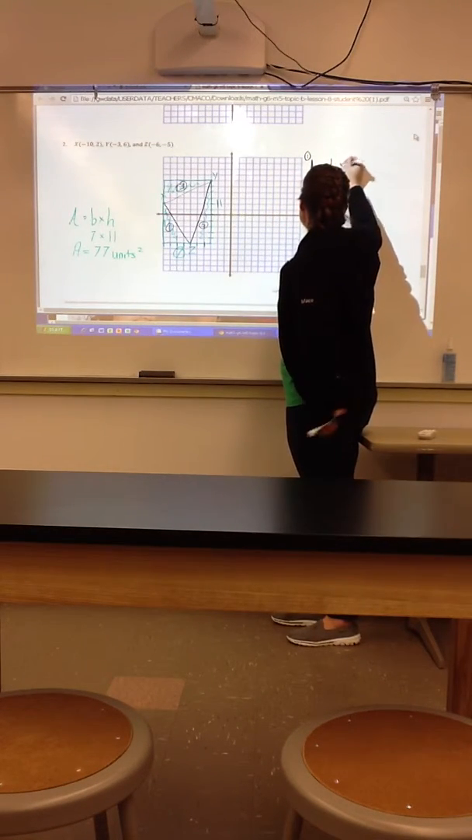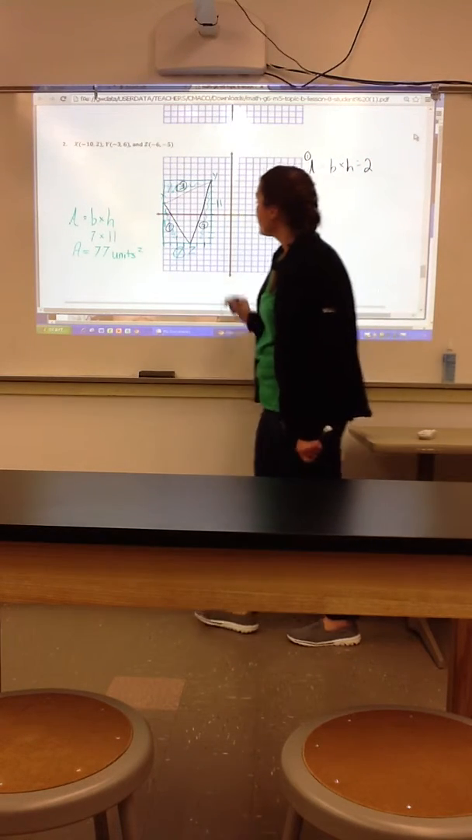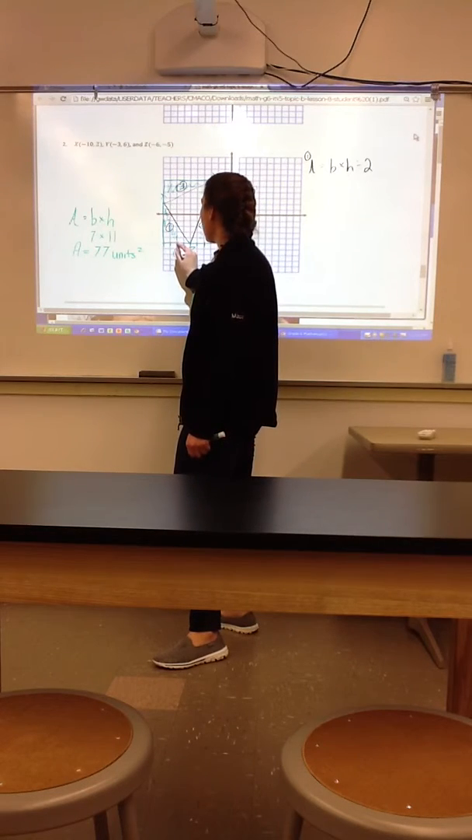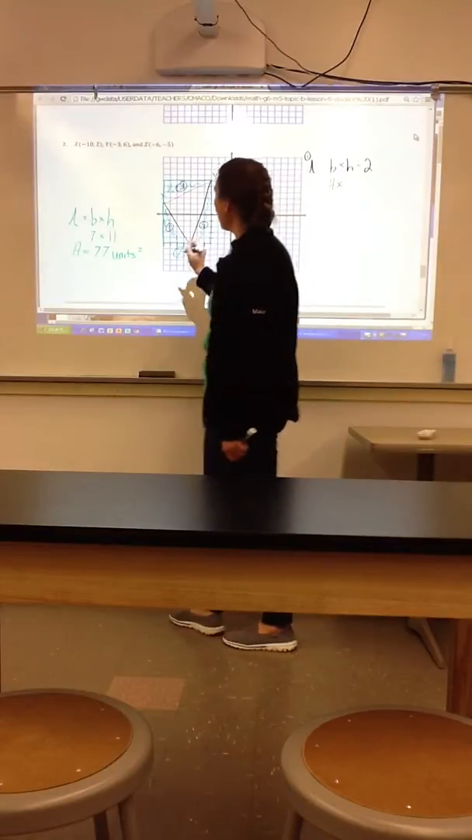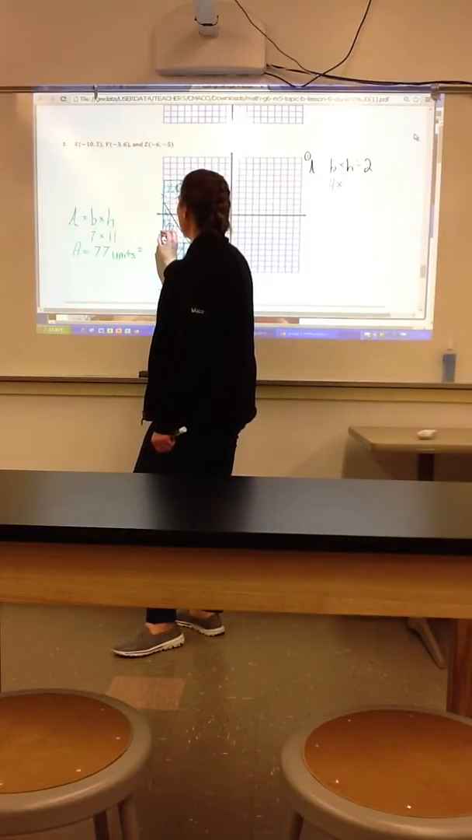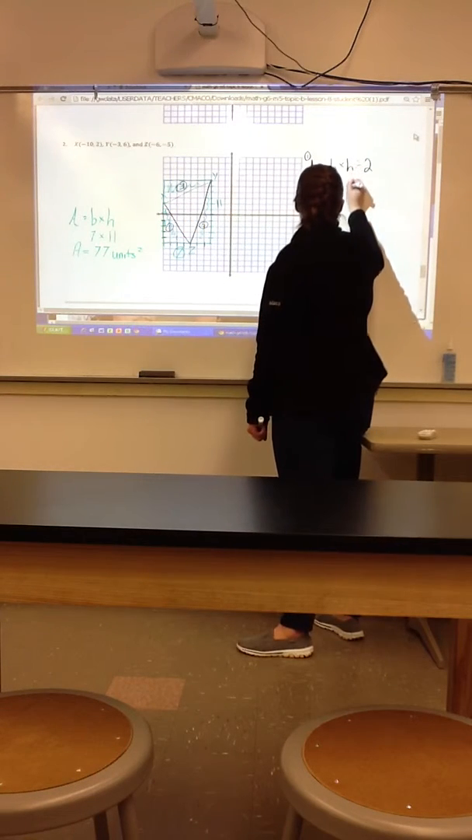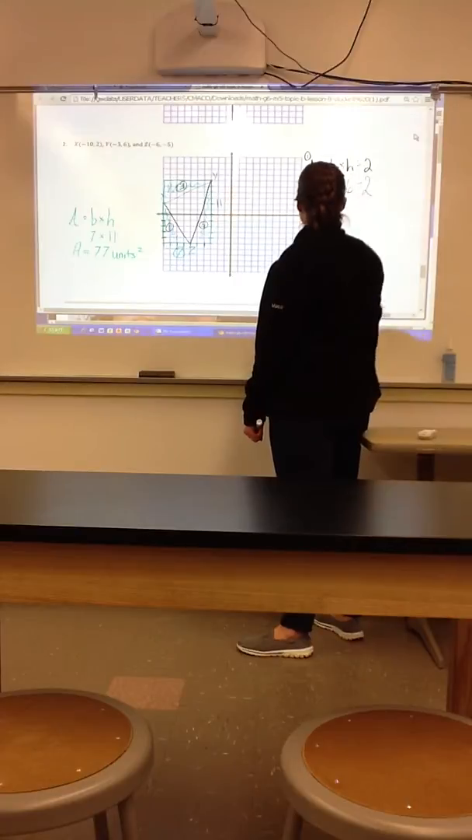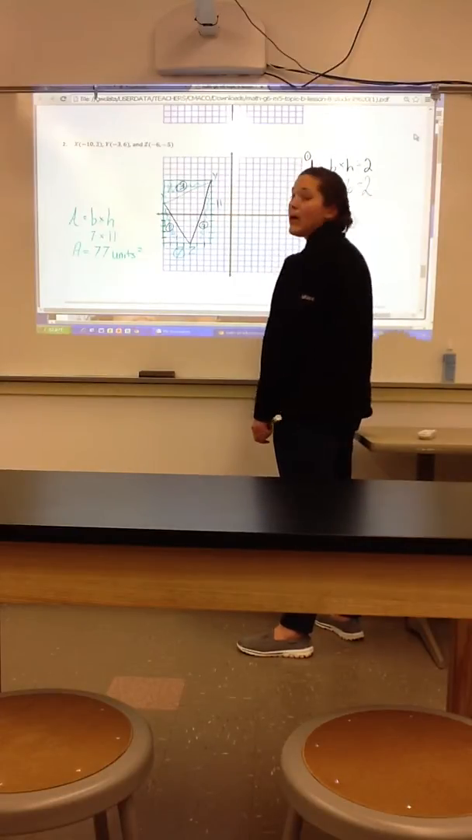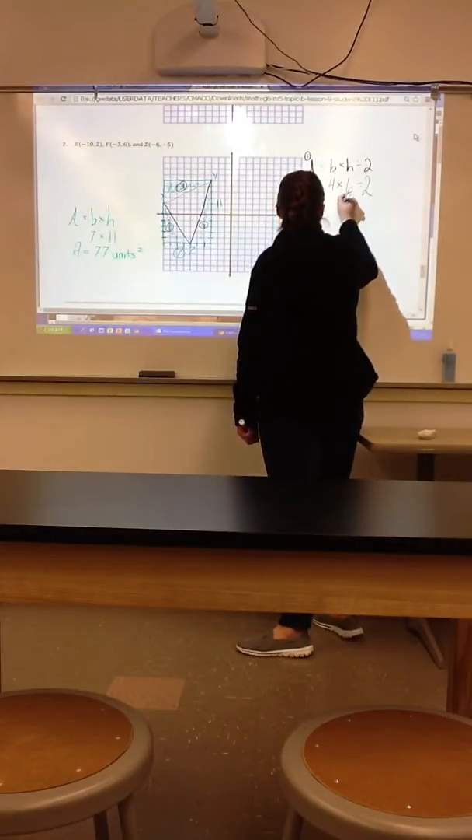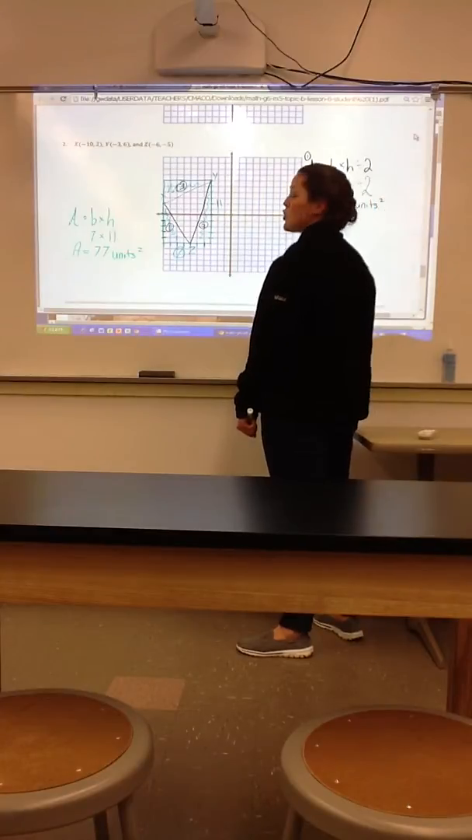Okay, so once again, I'm going to use the formula for the triangle. Area equals base times height divided by 2. For my first triangle, I'm going to count the base: 1, 2, 3, 4. 4 times my height, which is 1, 2, 3, 4, 5, 6. 4 times 6 divided by 2. 4 times 6 is 24, divided by 2 is 12. So the total area for my first triangle is 12 units squared.